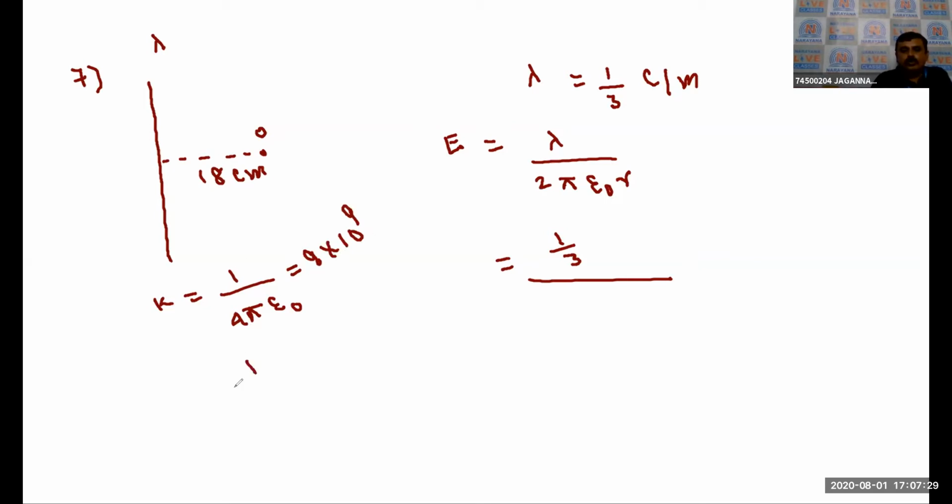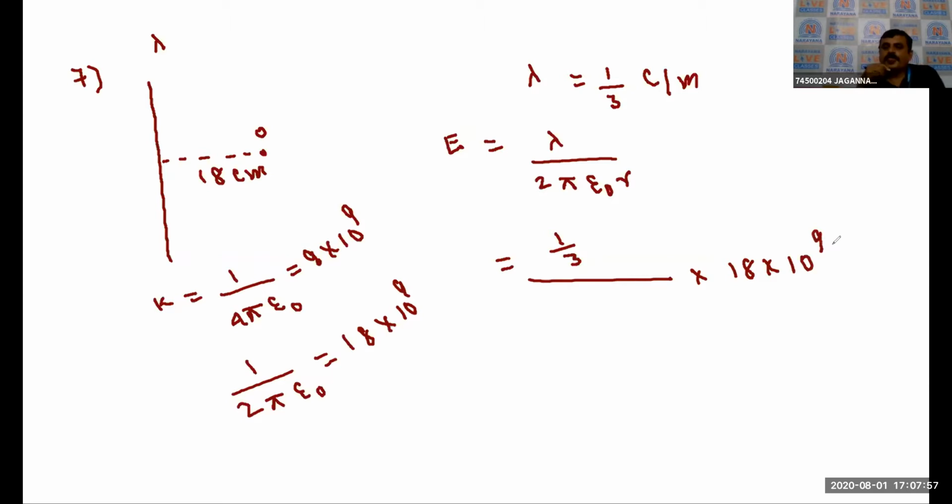Then 1 by 2 pi epsilon naught, how much? This value, how much do you get? This is nothing but 9 into 10 power of 9 only, no? So 1 by 2 pi epsilon naught, how much is this one? Here, 1 by 2 pi epsilon naught gives 18 into 10 power of 9.